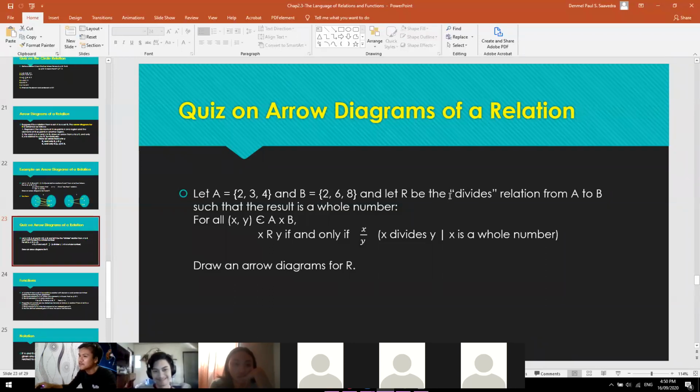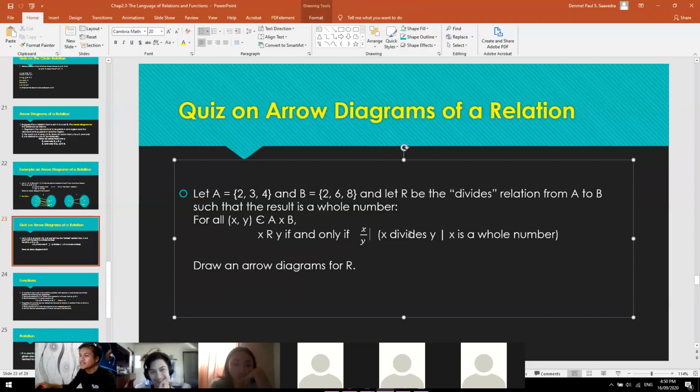Sige, discuss ko lang ng konti. So, X divides Y. Dapat ang makukuha nyong sagot is whole number, para matawag nyong they are in relation. Kapag hindi whole number yung nakuha nyo, then they are not in relation. Meaning, hindi nyo na siya isasama doon sa Venn diagram nyo na may arrow pa. So, yung may arrow lang doon is yung mga nasa relation lang. Okay?